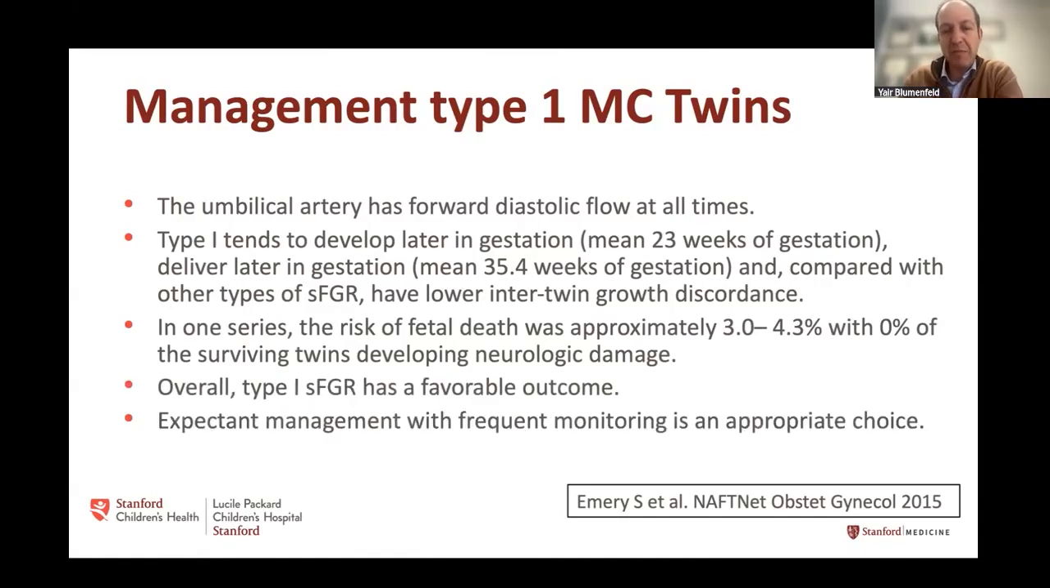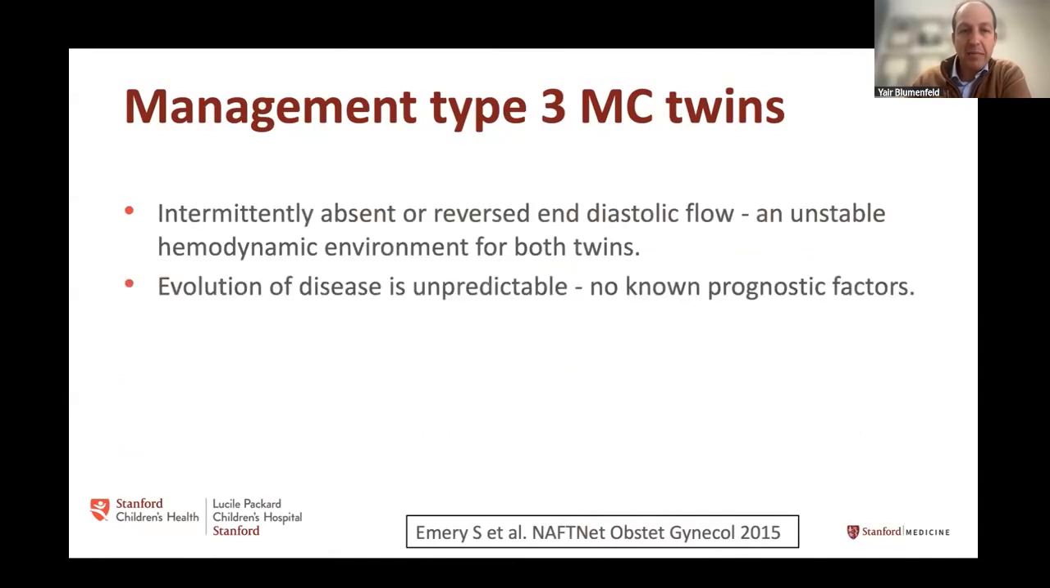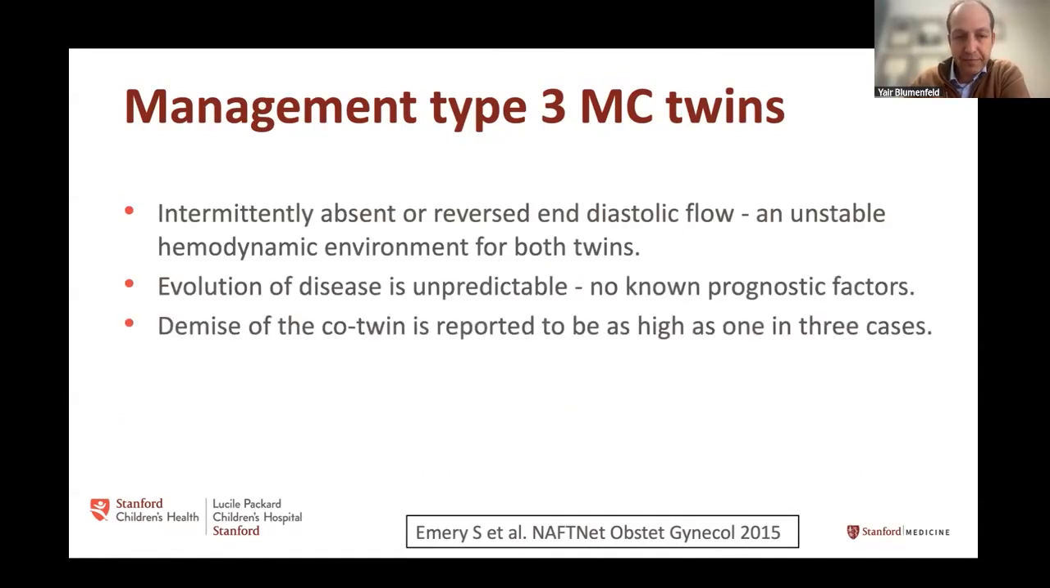And usually expectant management with close observation is reasonable. And again, ACOG recommends delivery between 32 and 35 weeks for those. When you have type 3, those with labile or intermittently absent or reversed Doppler indices, those are unpredictable. You got to really, really keep a close eye on them.